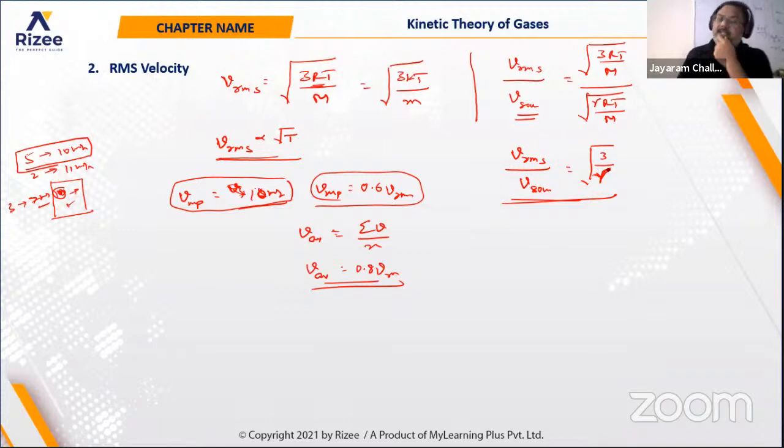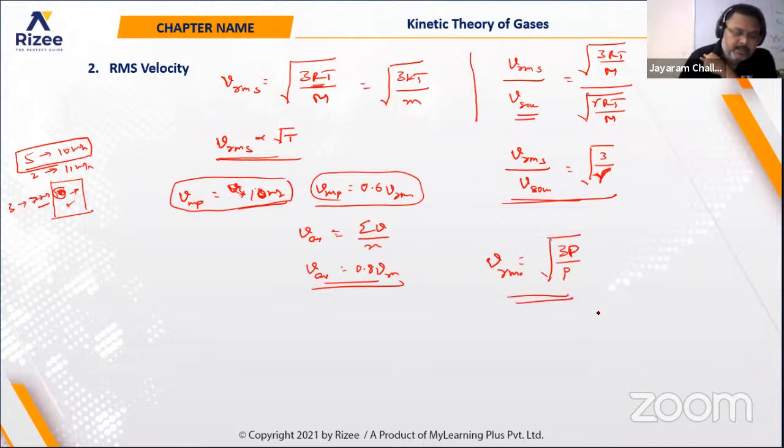So these are the very important things regarding the RMS velocities, so please be careful of this one. RMS velocity can also be written in another format: V RMS can also be written as root over 3p by rho. Also, you can use it depending upon the situation. Fine.